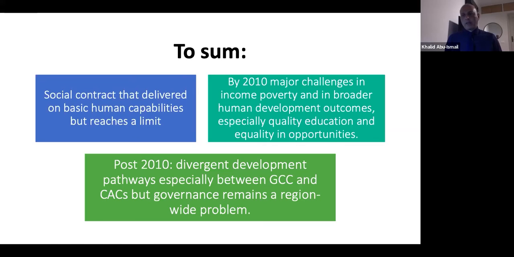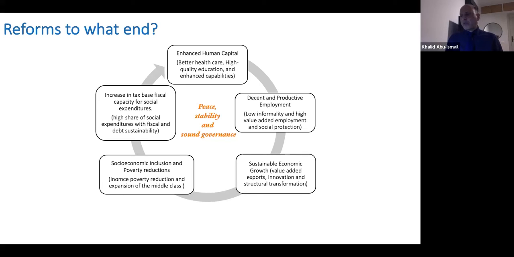Well, for one thing, I think it would be fair to say that we had a social contract that delivered on basic human capabilities, but it reached its limit, arguably some time in the early 2000s. But by 2010, it was clear that you had major challenges in income poverty and across a lot of these broader human development outcomes, especially quality education, and especially inequality in opportunities. But post 2010, we see what I call divergent pathways, especially between the GCC and the conflict-affected countries. So you really have very different stories of human development and poverty coming out post 2010. So that's the summary of what we've seen so far.